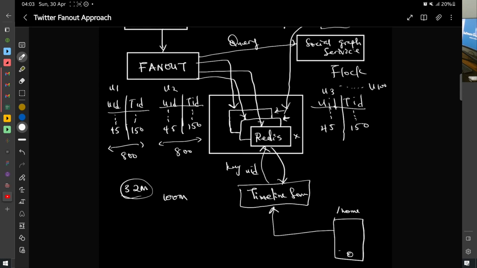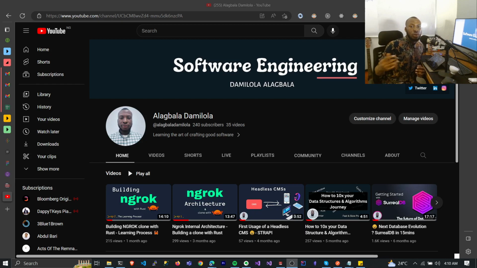So it's more like a hybrid structure. For normal users who do not have a lot of followers, when you make a tweet, the fan out process begins. But for celebrities that have over 100 million followers, Twitter does not do the fan out process. It does the normal MySQL join query process. So this is the way the fan out process actually works, and that's how Twitter actually ran for a couple of years.